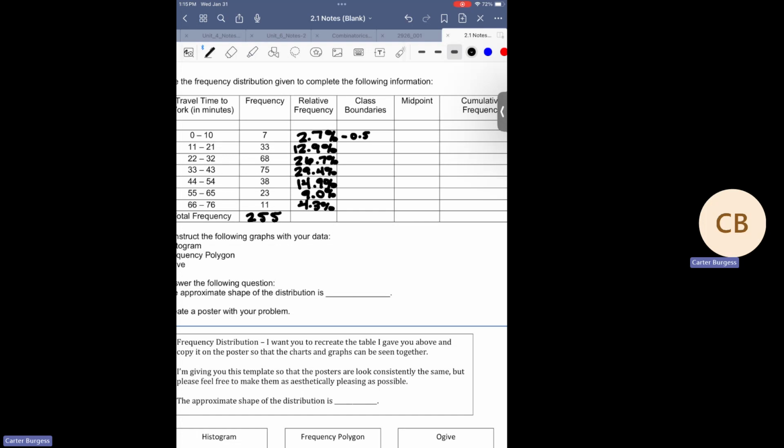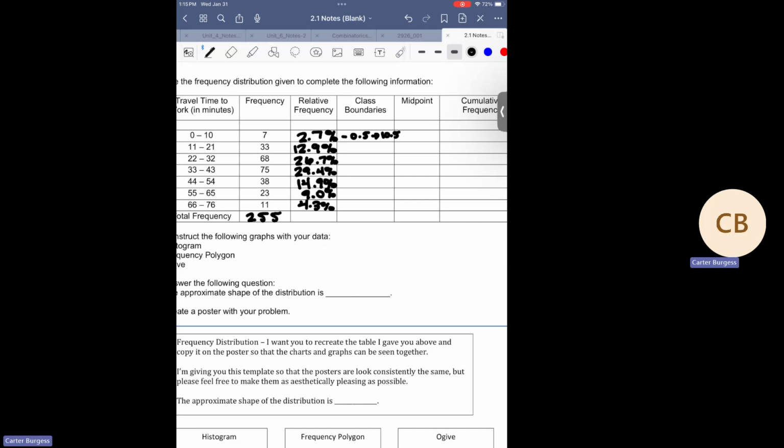Anything a little bit greater than that is definitely in our first bucket. Anything less than that, so thinking like negative 0.6, negative 0.7, would not fall within this particular bucket. And then what would our upper bound be for this particular class limit? Yeah, 10.5.